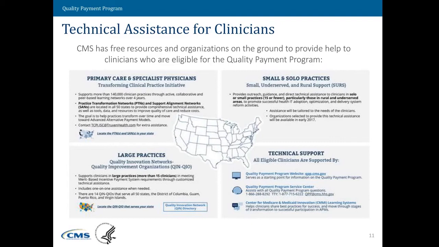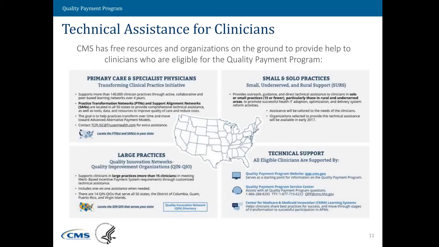There are 3 major components of the technical assistance program. We have the Transforming Clinical Practice Initiative, the Quality Innovation Networks and Quality Improvement Organizations, or the QIN-QIOs, and the Small, Underserved, and Rural Support, which we have titled the QPP SUR program. The QPP SUR program really is for those small practices with 15 clinicians or less. We are working to get the SUR program out there and get it going. We anticipate this in early 2017, so it is forthcoming.